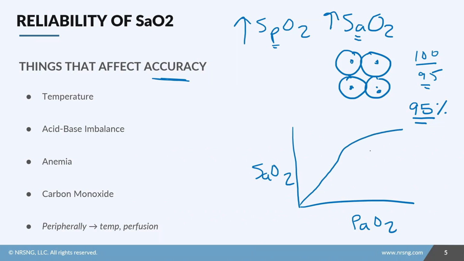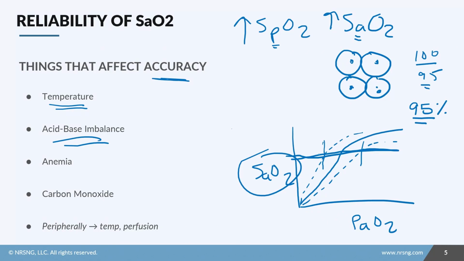So what happens is there are different conditions like temperature changes or acid-base imbalances that can cause a shift in this curve to the left or to the right. What that means is that at the exact same SaO2, you may have a much lower PaO2 or a much higher PaO2. So if this is the only number you're looking at, you're not really going to get the whole picture, okay?